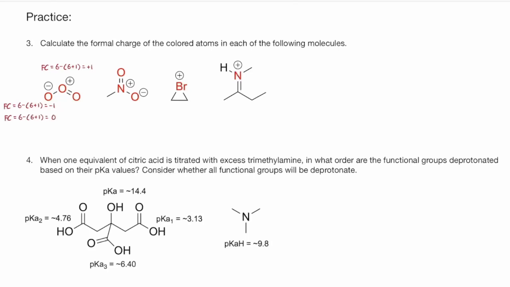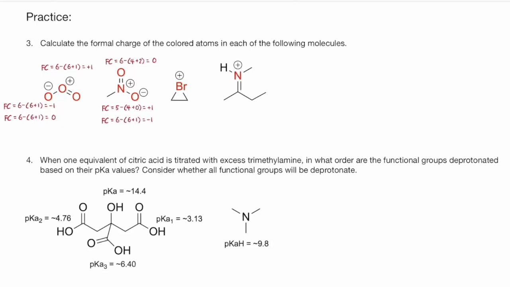For the second molecule, nitromethane, the oxygen on the top has 6 valence electrons, 4 non-bonding electrons, and 2 bonds to another atom. Using our formula, we find that this oxygen has a formal charge of 0. The nitrogen atom has 5 valence electrons, no non-bonding valence electrons, and 4 bonds to other atoms. Using our formula, we find that this nitrogen has a formal charge of +1. Finally, the oxygen on the bottom has 6 valence electrons, 6 non-bonding valence electrons, and 1 bond to another atom. Using our formula, we find that this oxygen has a formal charge of -1.